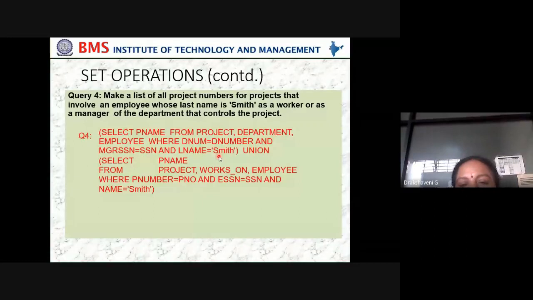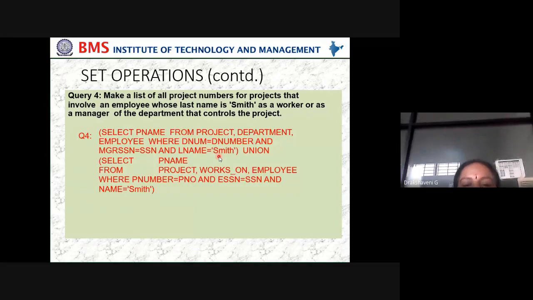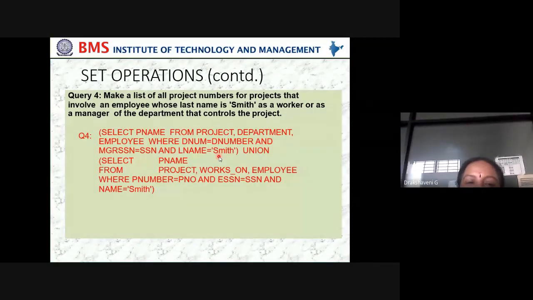Then, because the project cannot be only one, it is always linked to the department as well as the employee, because the project will be done by the employee and the employee in turn is present in some department. So that's the reason: select P name from which tables? Project table, department table and employee table. Where, what is the join condition we are using? We are joining two tables first, department and project. So that's D number should be equal to D number.